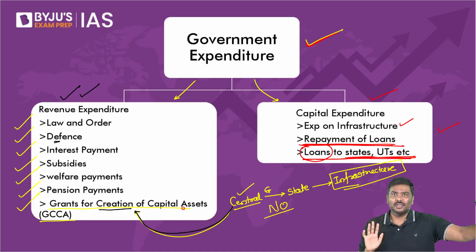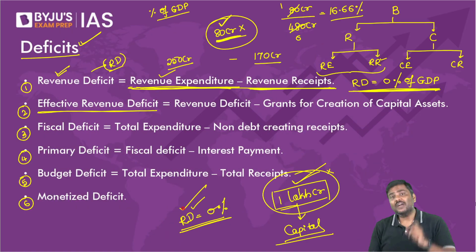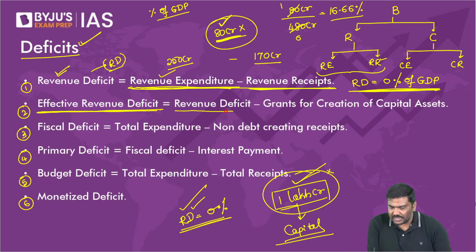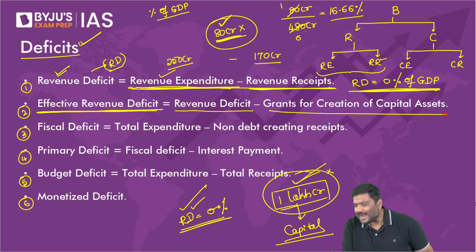But there is a GCCA which will lead to creation of an asset, but not of central government, but somewhere in the economy. That is the reason we have one more type of calculation called effective revenue deficit. Effective revenue deficit is nothing but revenue deficit minus grant for creation of capital asset. I can write it in this way also: revenue deficit is nothing but revenue expenditure minus revenue receipt, and I will write minus GCCA. This is nothing but effective revenue deficit.